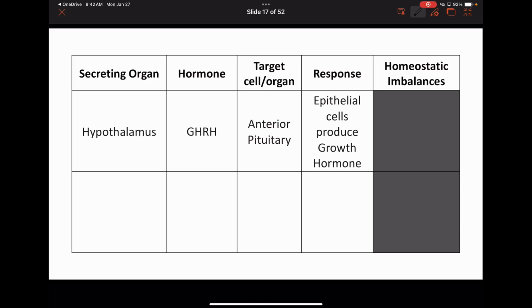So the first one we're going to talk about, in this table form, is growth hormone releasing hormone. We already discussed it a little bit. The secreting organ is the hypothalamus. It produces the growth hormone releasing hormone. The growth hormone releasing hormone is then going to target the anterior pituitary, and then the anterior pituitary, the epithelial cells there will produce growth hormone.